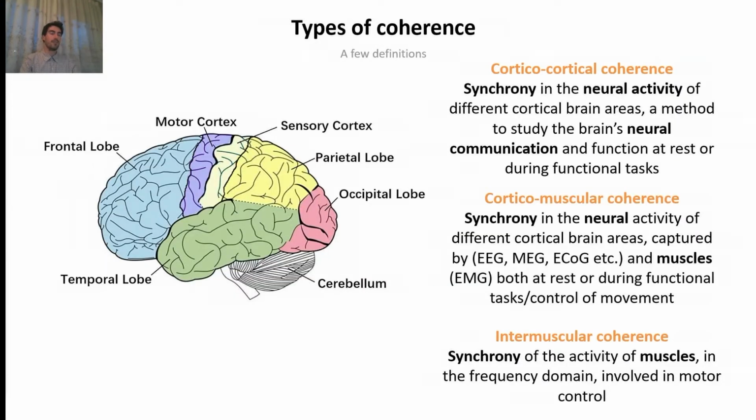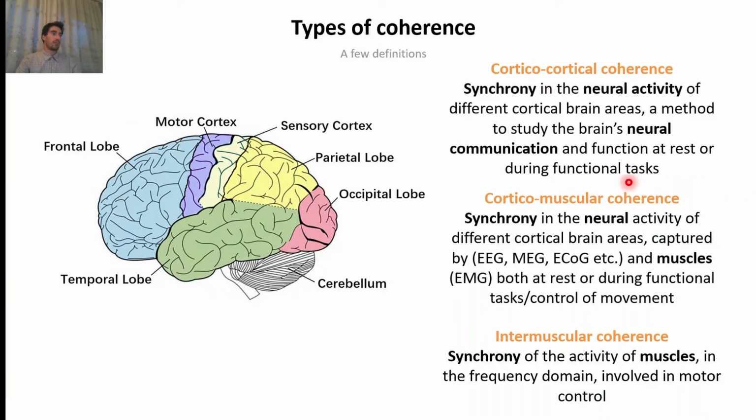So, you have different types of coherence, of course. There is cortico-cortical coherence, which means that you want to study the synchrony in the neural activity of different cortical brain areas. And if you use cortico-cortical coherence, it means that you want to study the brain's neural communication and functions at rest and during functional tasks.